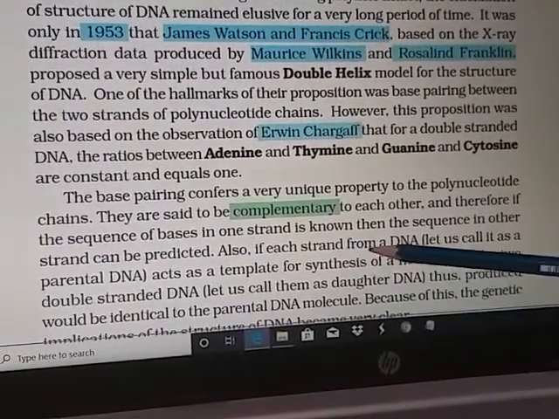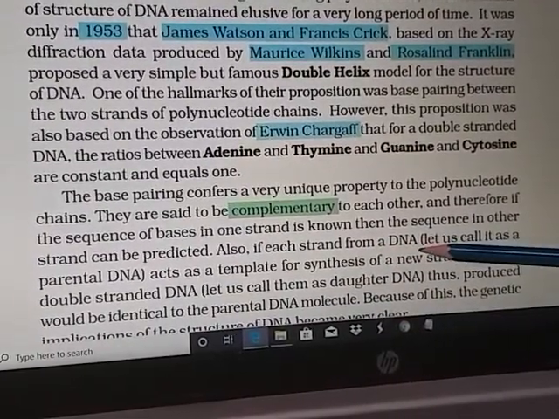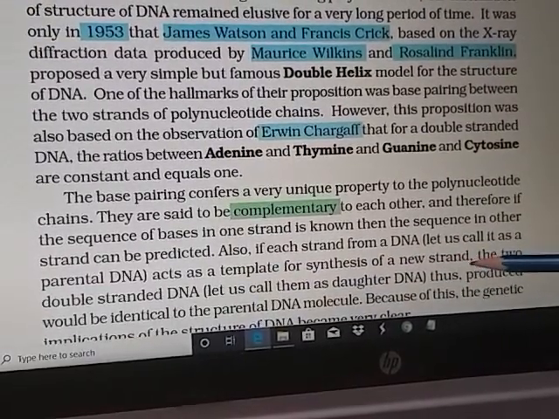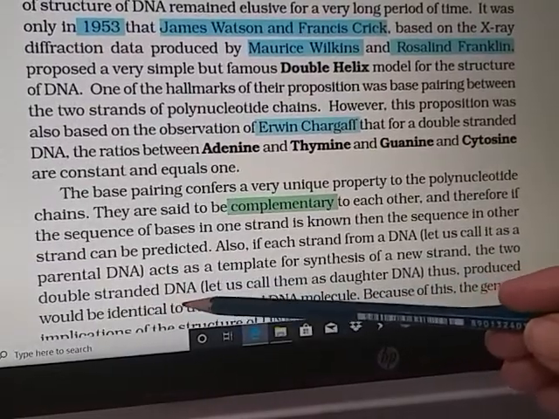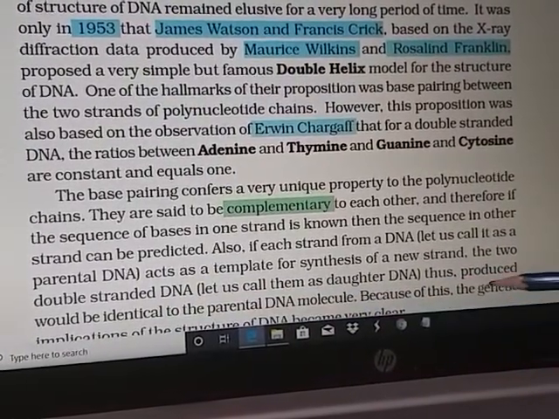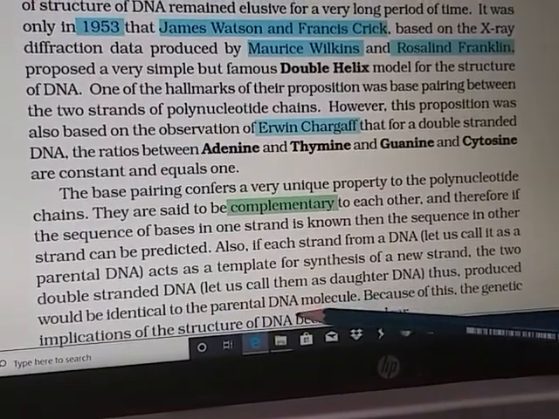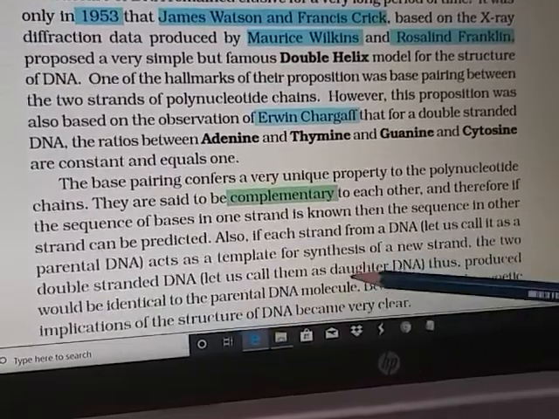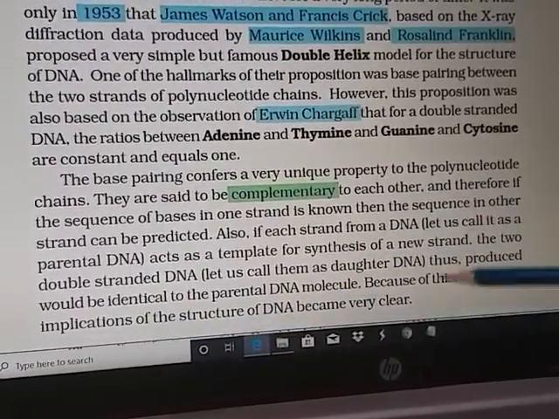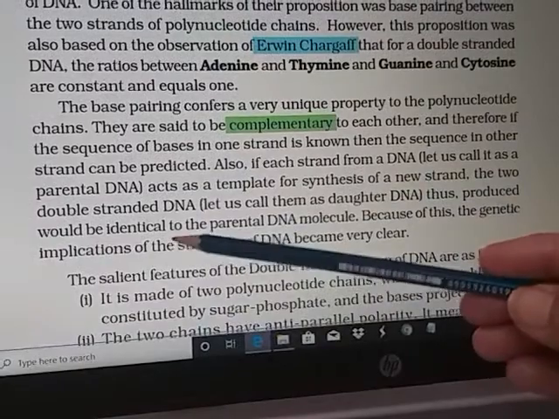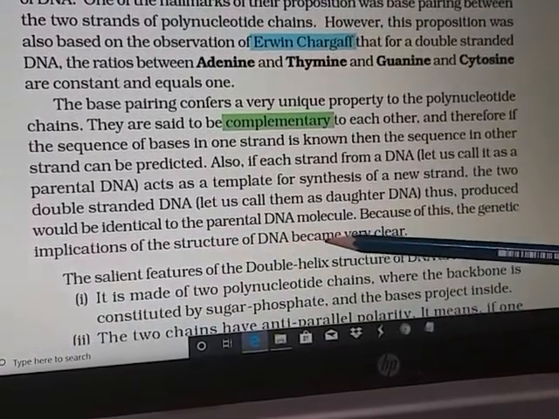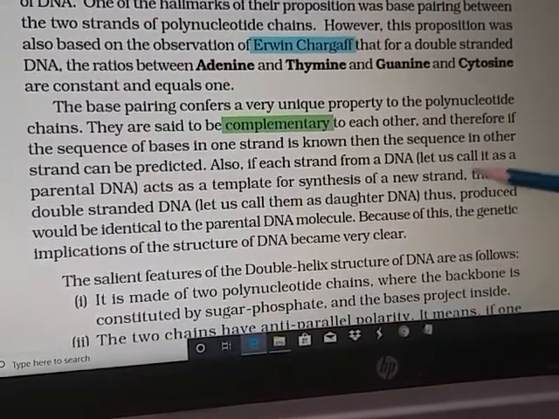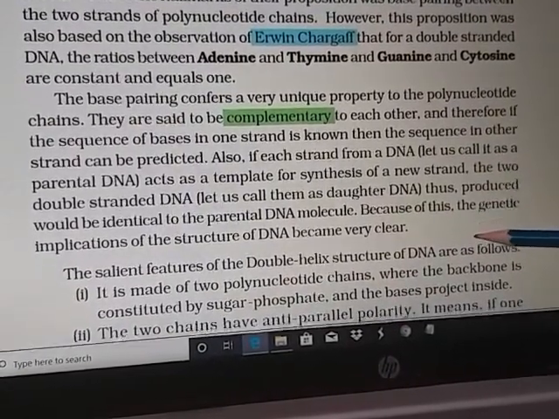Also, if each strand acts as a template for synthesis of a new strand, the two double-stranded DNA thus produced would be identical to the parental DNA molecule. This will be more clear when we study replication. Because of this, the genetic implications of the structure of DNA became very clear. Now, after these discoveries, we will study the salient features.